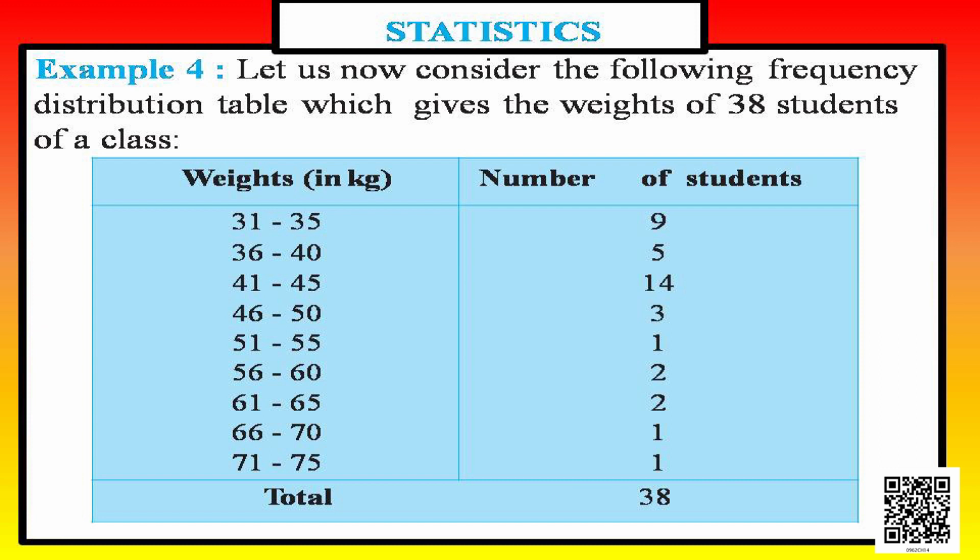This table is already given to you. Now suppose 2 new students have joined the class and their weights are 35.5 kg and 40.5 kg. So they are not coming into any one of the groups, neither in the first group, nor in the second group, nor in the third group. The first group is between 31 to 35 kg, so 35.5 kg cannot be included in that. The next group is from 36 to 40 kg, so we cannot include 35.5 there either.